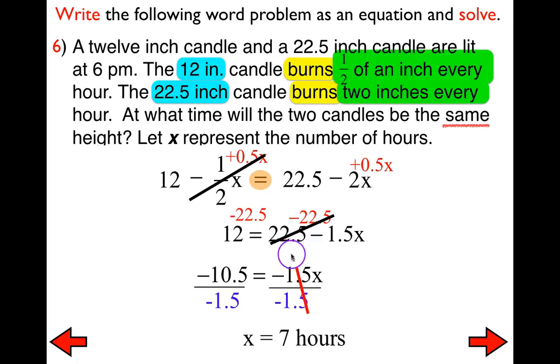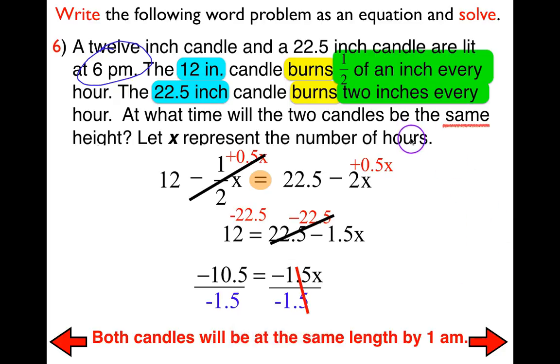7 equals X, technically. That doesn't answer our question though, because the real question is, at what time will the two candles be the same height? Well, you probably forgot this, but they did give us this piece of information right here, that the candle was originally lit at 6 p.m. So 7 hours later would mean the candles would be at the same height at what time? It would be 1 a.m. because you're adding 7 hours onto 6 p.m. So I would say both candles will be the same length at 1 a.m.